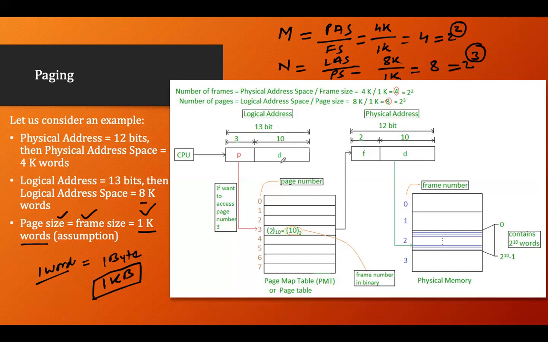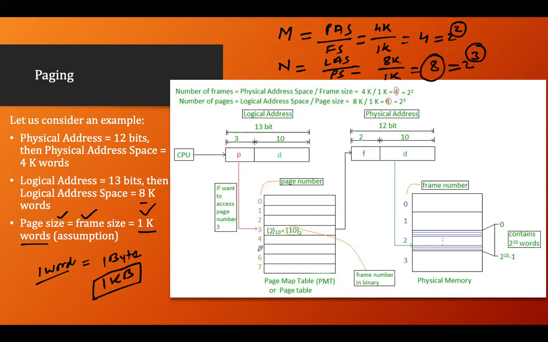Now come to this logical address, which is generated by the CPU. It is of 13 bits. Why is it 13 bits? Because it has two parts. One is the page number, another is the offset. So what is a page number? Page number is finding out which page it is. So we have 8 pages.